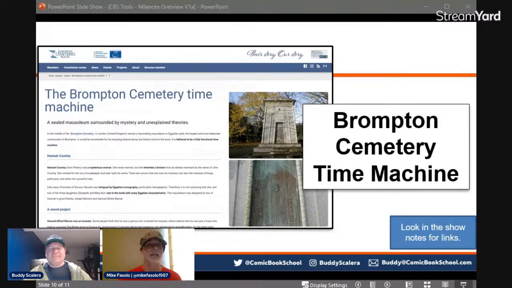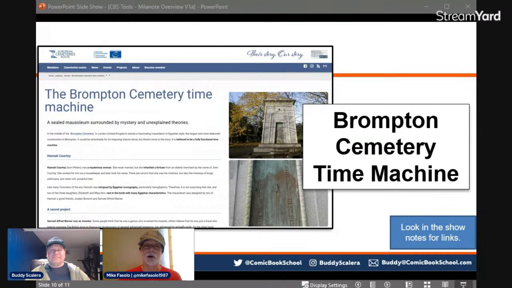I can't remember his name. Oh, Samuel Alfred Warner. And he apparently invented a time machine or a teleportation device. No one's really sure what, but when Hannah died, it was put in the tomb with her. And the tomb is sealed with all these ancient Egyptian hieroglyphics. And it has a lock on it, a key, which the key has never been found. And the tomb has never been opened in 100 years. So is there a time machine in there?